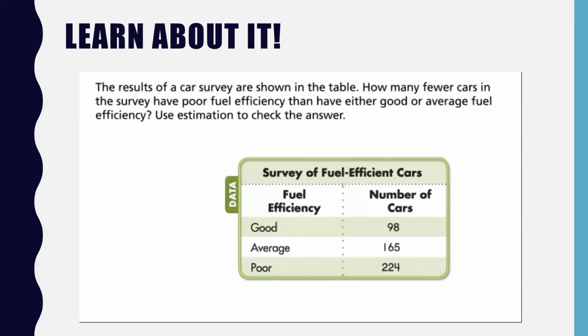So if we're taking a look at this survey here, we see that 98 cars have good fuel efficiency, 165 have average, and 224 have poor. Okay, so we're taking that data in. Now let's reread the problem. How many fewer cars in the survey have poor fuel efficiency than have either good or average fuel efficiency? This is going to be one of those questions with the hidden question. You're not going to be able to solve this in one shot. There's something else that you have to do first. Let's take a look at that.